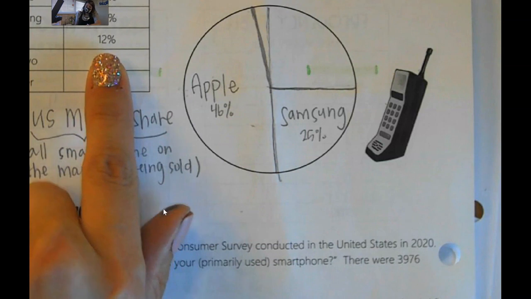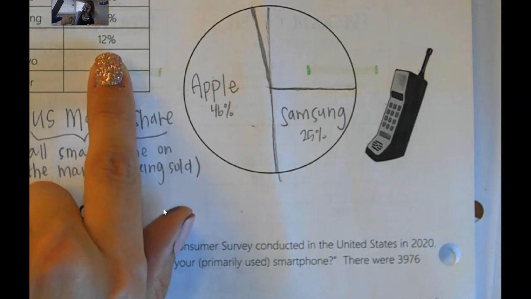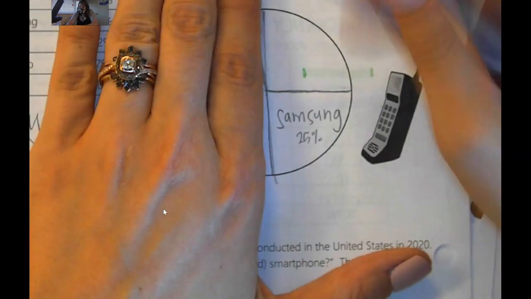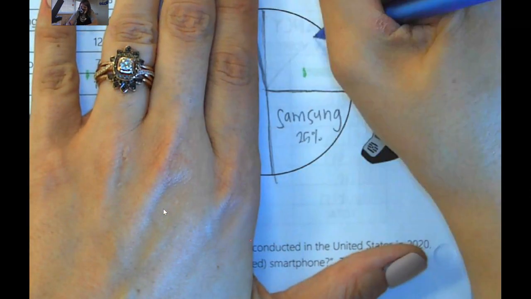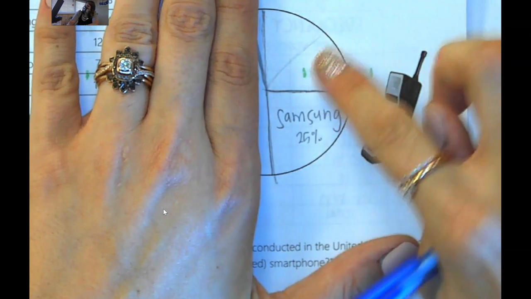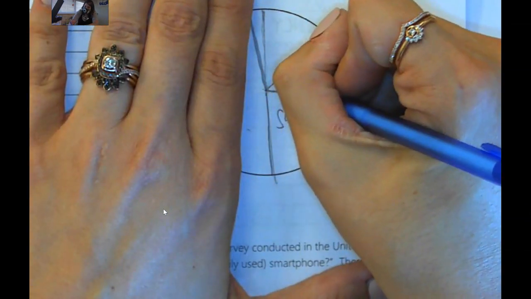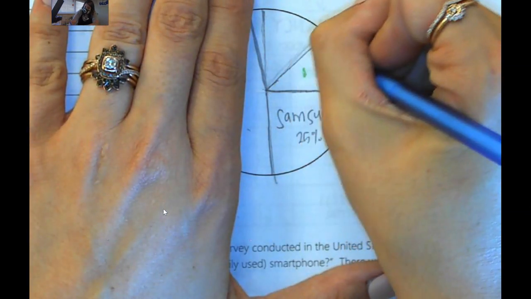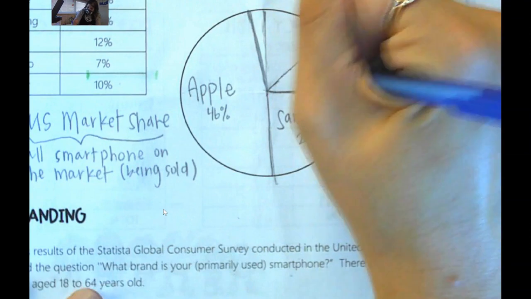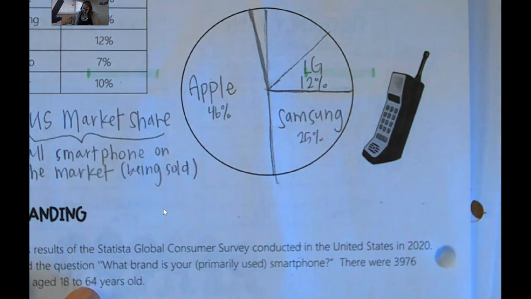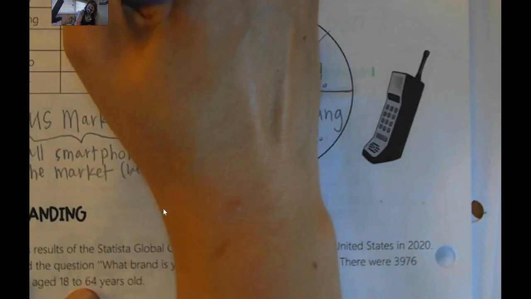Okay, I think the next easiest one would be LG. It's at 12. That's about half of 25. So I'm going to take this last quarter that I have and split it a little bit less than halfway. So that very light line that I have would be about halfway. I'm going to go a sliver less than that, and that would be 12%. So that's LG. It doesn't have to be perfect. You're just eyeballing it.